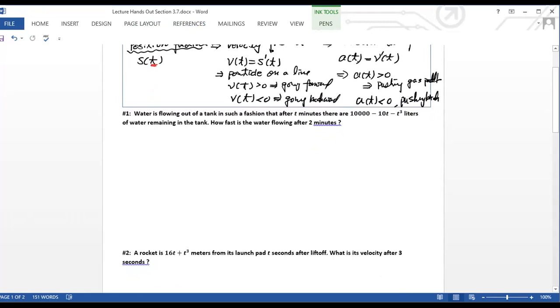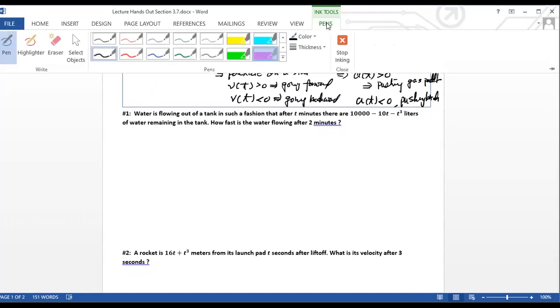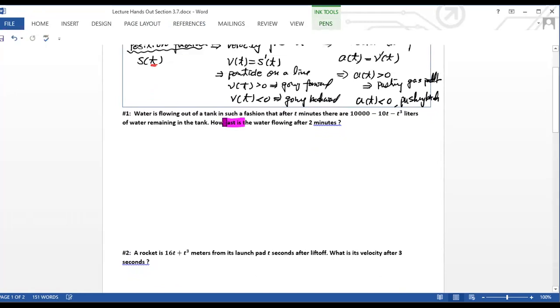They say the water is flowing out of the tank in such a fashion that after t minutes, there are 10,000 minus 10t minus t cubed liters of water remaining. How fast is the water flowing after 2 minutes? You see the word "how fast," right? So what is the rate at 2 minutes? It's just like driving a car: at 2 minutes, you look at your speed to see how fast, right?